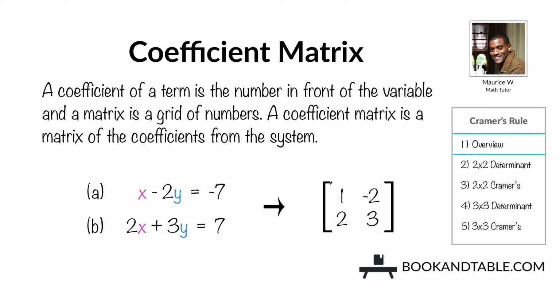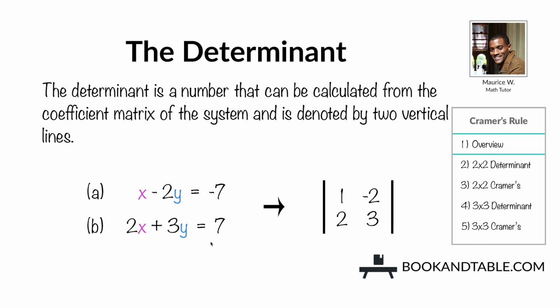And a matrix is denoted with brackets on both sides of the grid of numbers. So this would be an example of a coefficient matrix. We have a grid of numbers that represent the coefficients from the equations. Now, the determinant is a number that can be calculated from the coefficient matrix of the system and is denoted by two vertical lines. So throughout this chapter, instead of two brackets on the two sides of our grid of numbers, we'll have two straight lines such as these two here. And this is what we'll be using to show that we're calculating the determinant of this matrix.